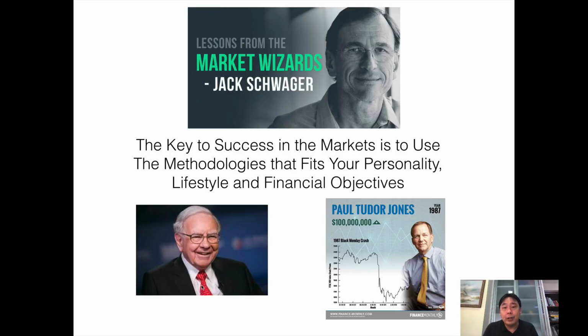Now, can you imagine if Buffett attempted to trade like Paul Tudor Jones? He would fail miserably, right? He can't move that fast. Okay, imagine if Paul Tudor Jones attempted to invest like Buffett. He'd get bored to death. He will die. It doesn't fit their personality. Savvy? Okay. Next, you have to find a key to success that fits your lifestyle.